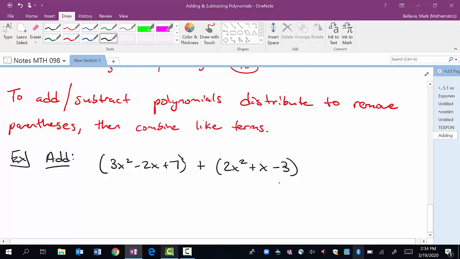Now, first off, it's important to recognize the operation because it says add here, but it could say perform the indicated operation. You know it's add because there's a plus sign in between them. If there was no plus sign there, it actually means multiply. So be paying attention to that because people do the wrong thing sometimes. You got to look for that sign. If it's a plus sign, it means add.